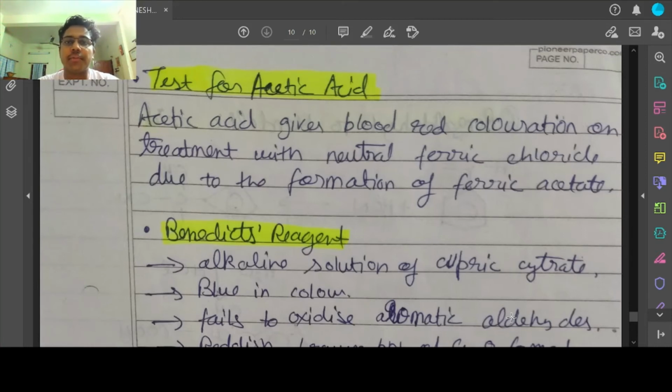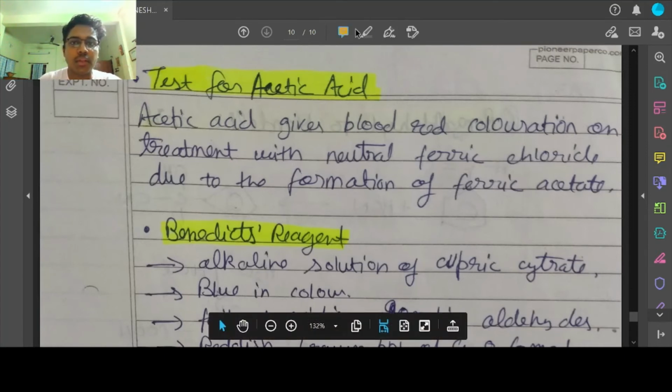Like if you are given a common salt, how do you identify it? You taste it and then you can comment that it is a common salt, or sodium chloride. In the same way, all organic compounds have some physical characteristic tests. So let us come to the first point.